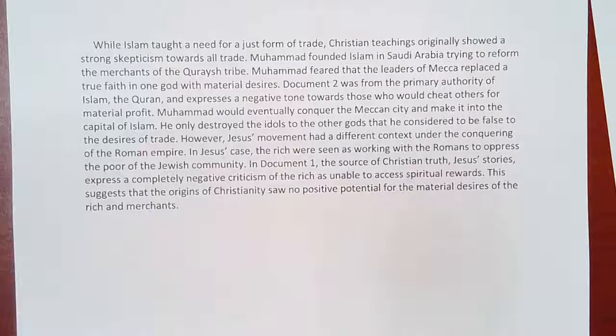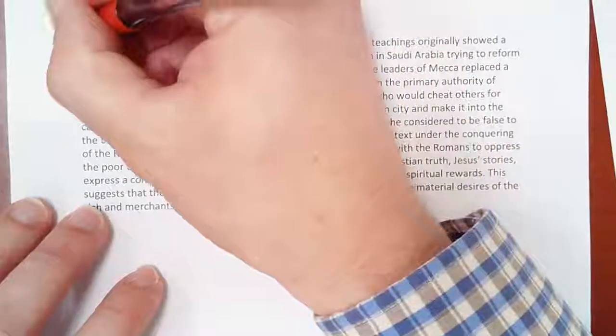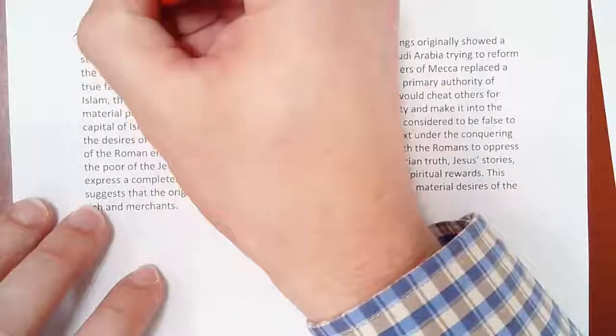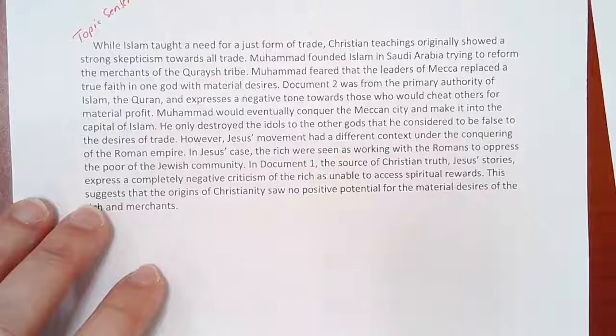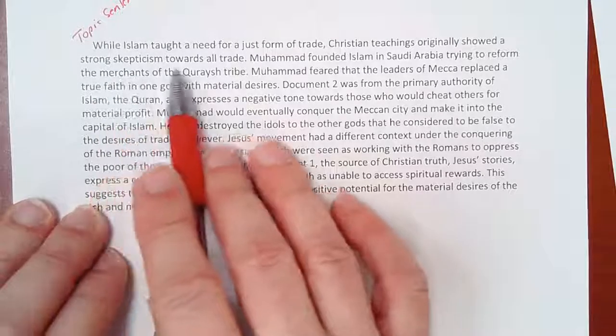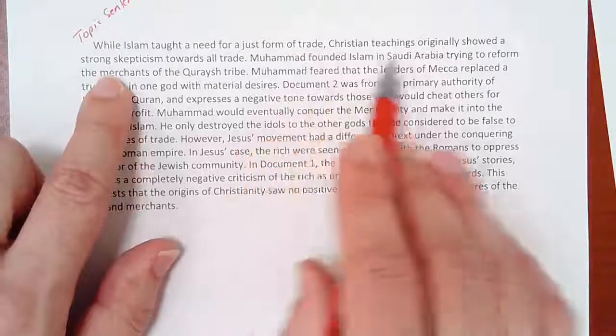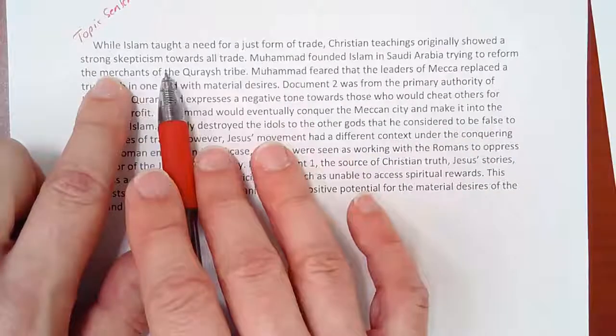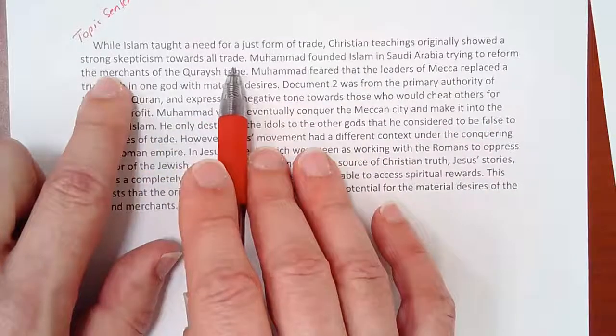Because of that, we want to set up sort of like we would for a comparison contrast paragraph. But there are some differences as well. So let's start with the similarity that we've done before with comparison contrast, and that's in the topic sentence. I want you to notice we have a direct contrast taking place here. While Islam taught a need for a just form of trade, Christian teachings originally showed a strong skepticism towards all trade.